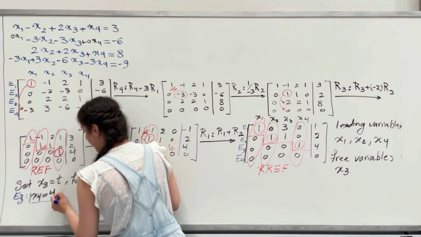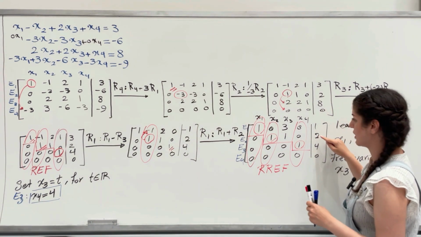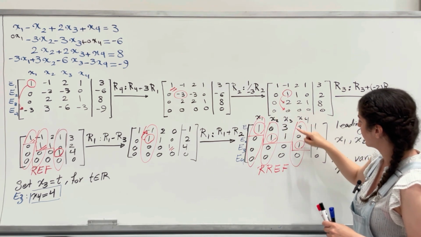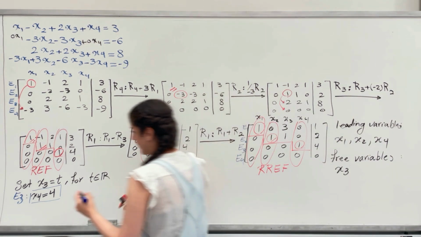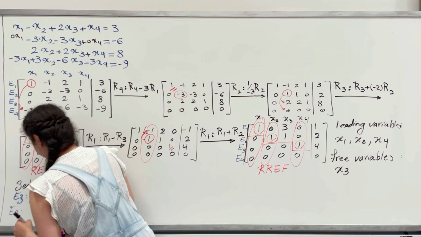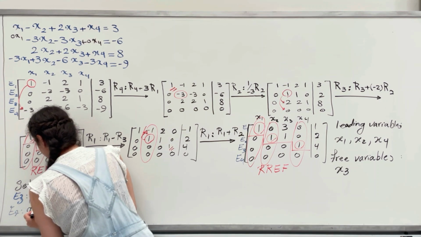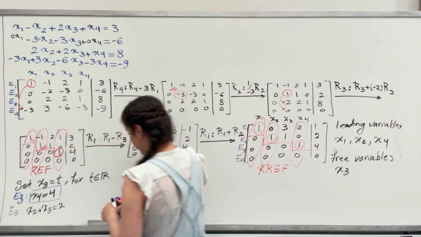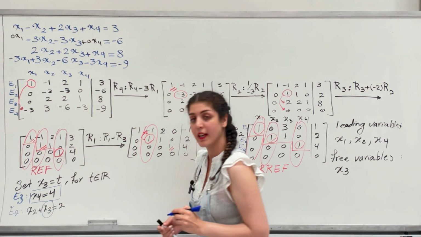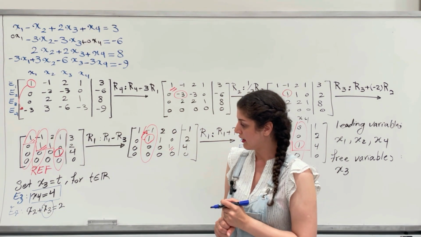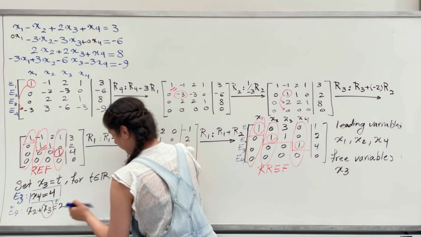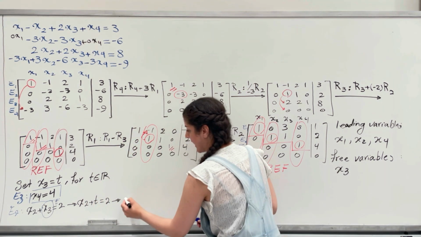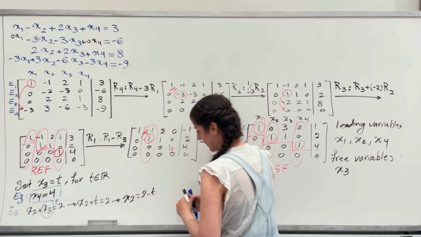Okay. Now, move to the next equation. Equation 2 says 1x2 plus 1x3 is equal to 2. So from equation 2, I get x2 plus x3 is equal to 2. But I know that x3 here is the free variable, so I can replace it with t. So I get x2 plus t is equal to 2, which means that x2 is equal to 2 minus t.